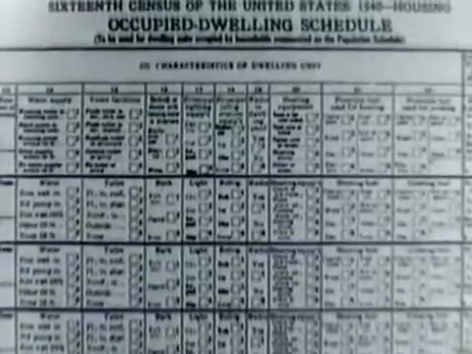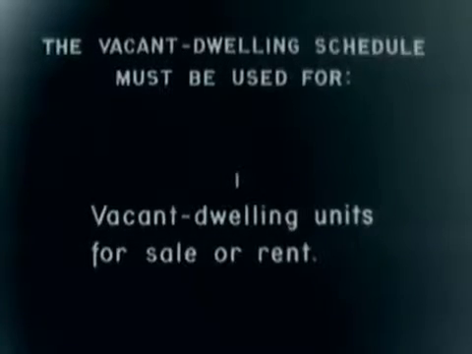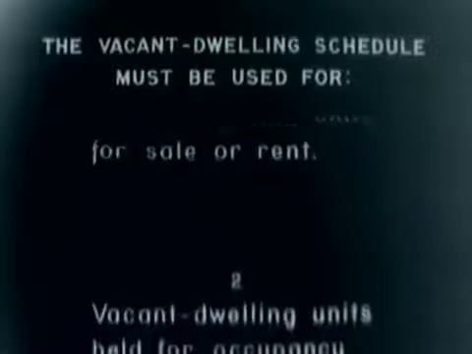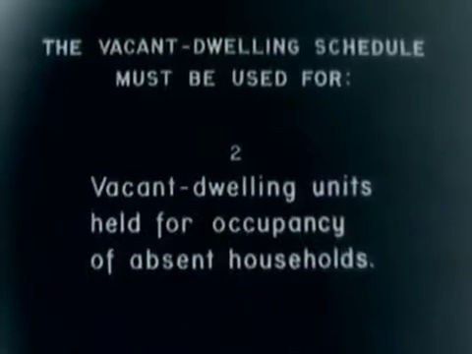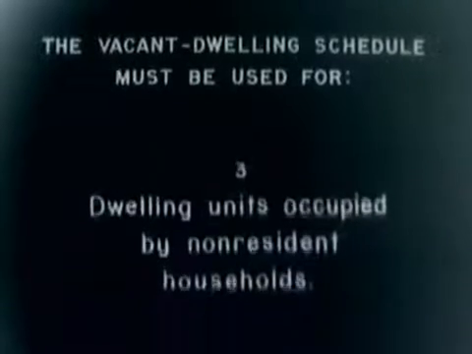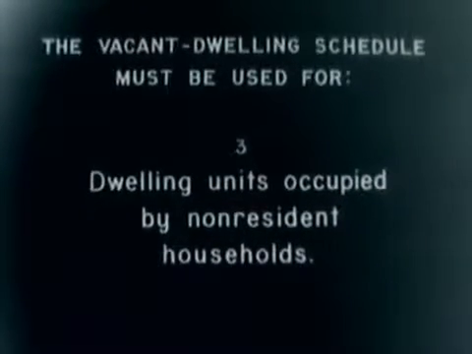Thus, the first principle in taking the housing census is, for every household enumerated on the population schedule, the home must be enumerated on the housing schedule. The second principle in taking the housing census is, the vacant dwelling schedule must be used for: 1. Vacant dwelling units for sale or rent. 2. Vacant dwelling units held for occupancy of absent households. 3. Dwelling units occupied by non-resident households.